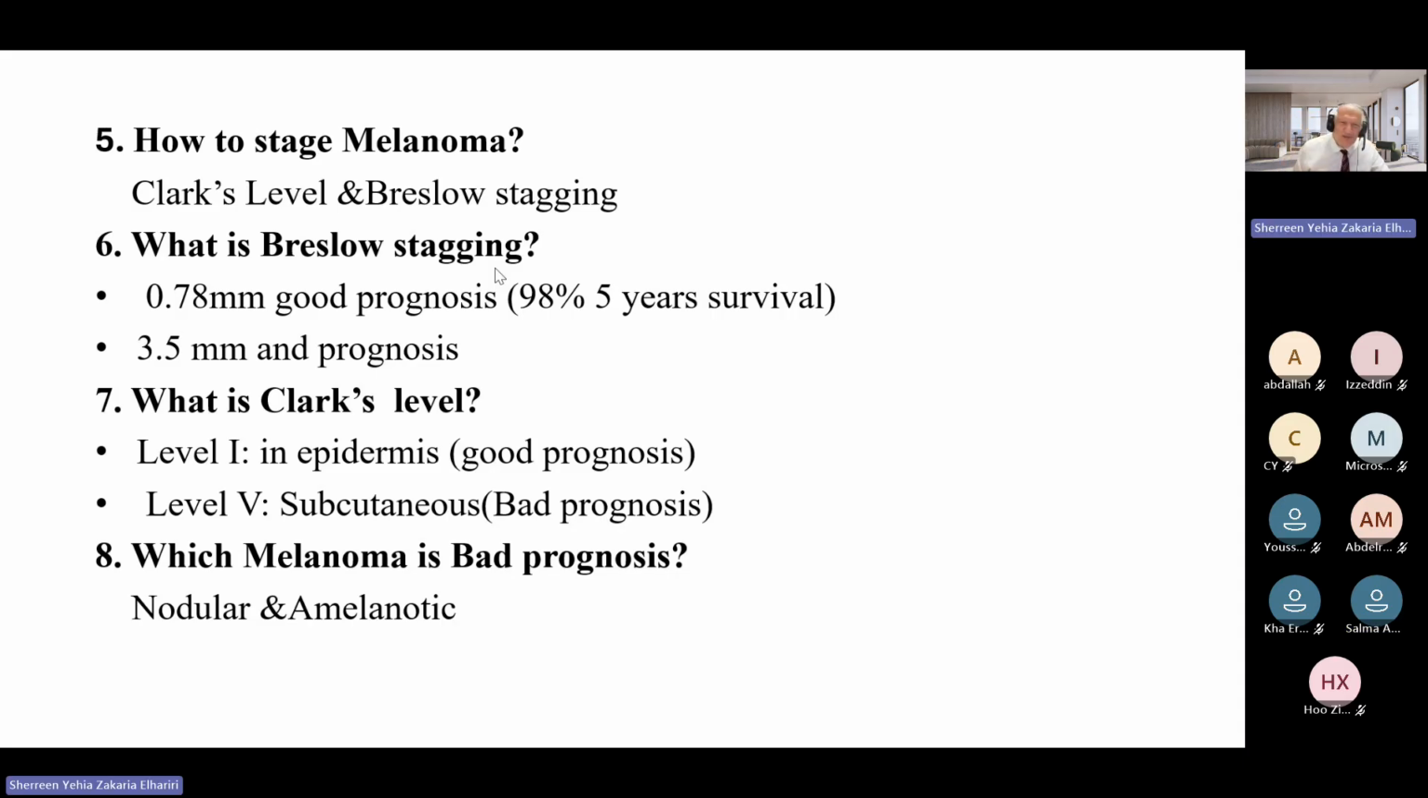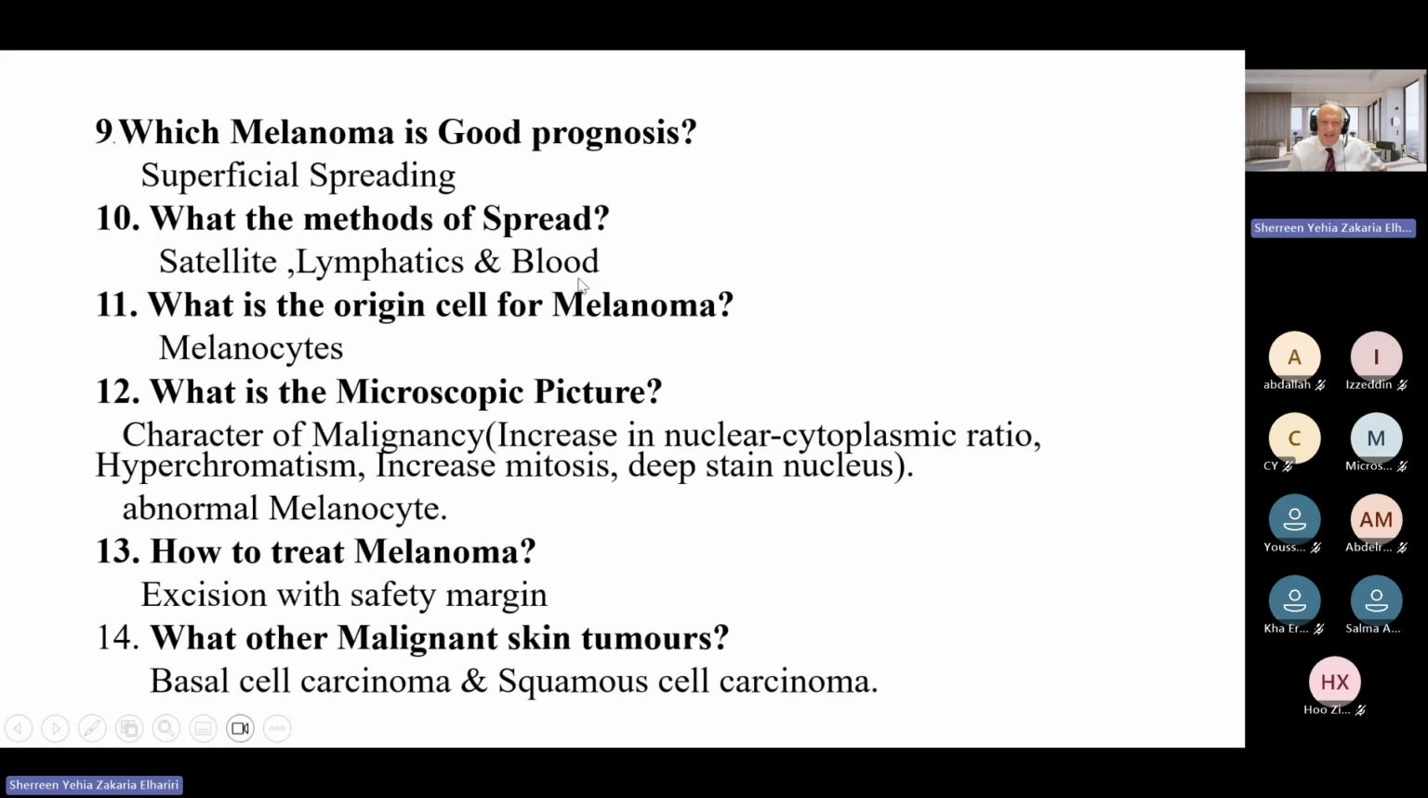What is the shape under microscope? It is large cells with inclusion bodies, dark pigmented nucleus. You mean increased nuclear cytoplasmic ratio, deeply stained or hyperchromatic nucleus, polymorphism. This is the character of any malignancy. So if you are asked in an exam about any malignancy, it is a fixed character: increased nuclear cytoplasmic ratio, hyperchromatic, polymorphism, increased mitosis, deeply stained nucleus, abnormal melanocyte.